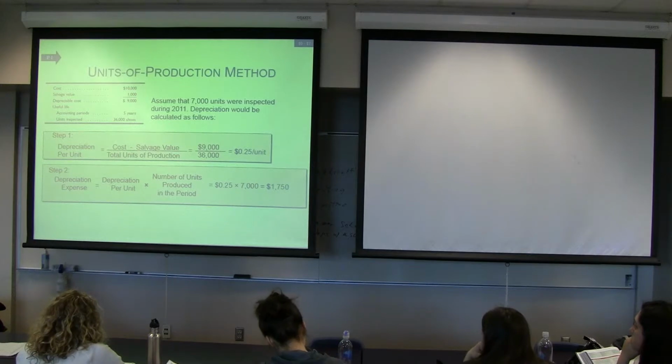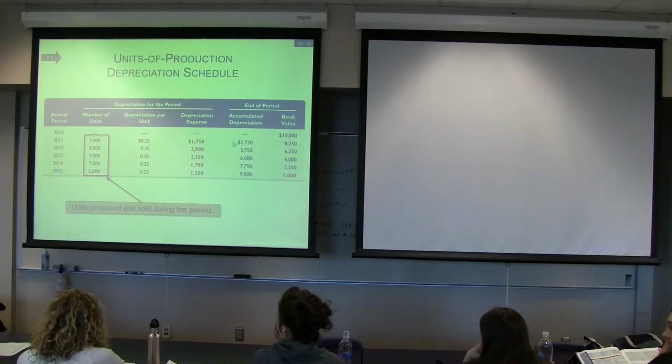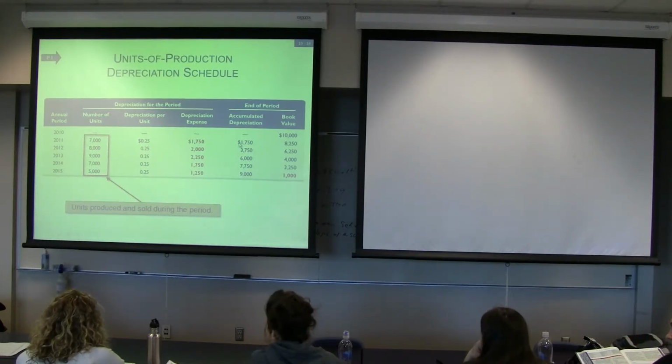Now, here's the years. Here's the number of units produced: 7,000, 8,000, 9,000, 7,500. Here's the cost per unit, that stays the same. However, the depreciation expense varies as the number of units vary. And of course, the accumulated depreciation keeps increasing by the depreciation expense from the previous year, and the book value goes down accordingly, and it always stops at the salvage value.